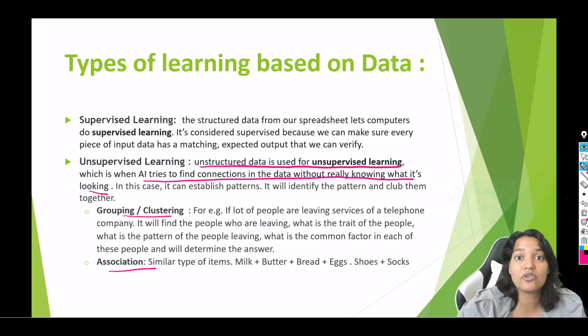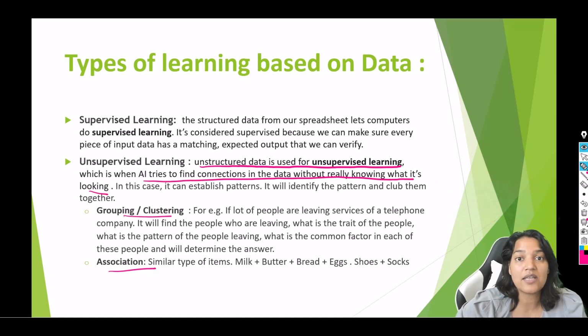All you're feeding is your numbers: these many people are leaving. Now AI is going to cluster the similar ones together and figure out what traits they have, where the people belong to, what kind of occupation they work at, what kind of job they have, and who their employer is. It will try to figure out all the connections it can with that data.